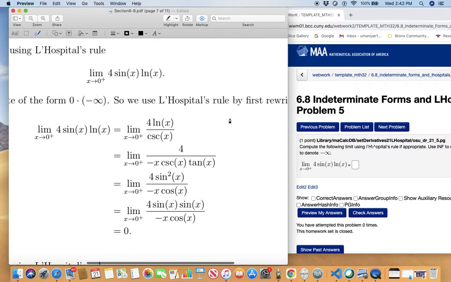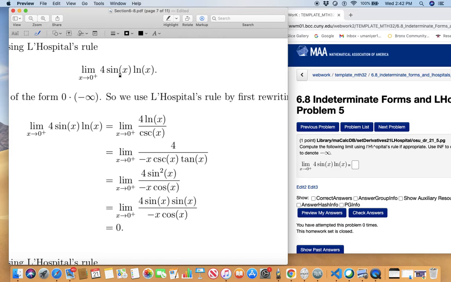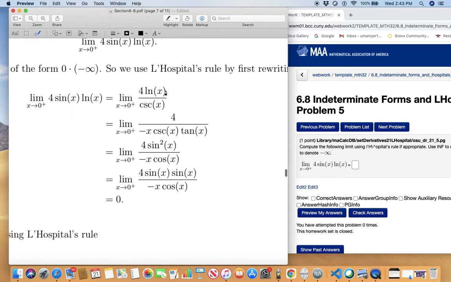So first you need to rewrite. Take that sine and place its reciprocal below. The reciprocal of sine is cosecant. So now when x approaches 0 from the right, this goes to negative infinity and this goes to positive infinity. So you have an infinity over infinity situation. So you can use L'Hopital's rule and take the derivative.